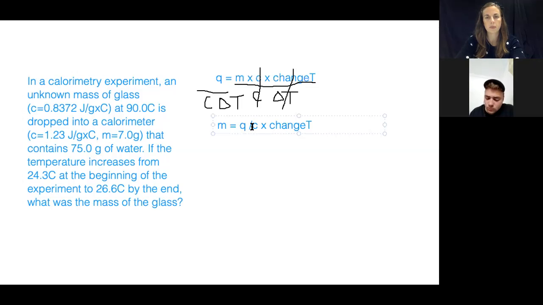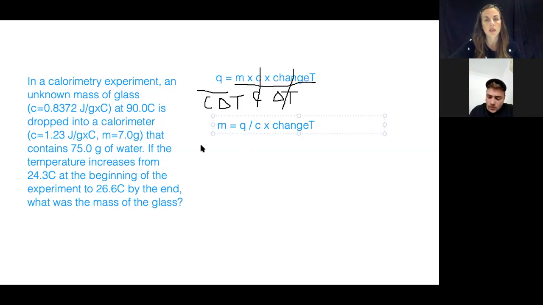This is the equation I'm going for, and they're asking for the mass of the glass. Well, I do have the specific heat and I do have the change in temperature of the glass, but I don't have Q. So to find Q, since I don't have the mass, I'm going to need to find the Q for the water and the Q for the calorimeter, and then find the Q for the glass.